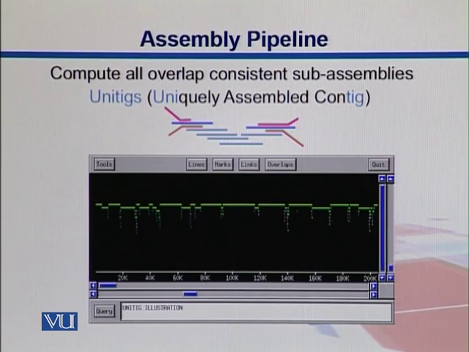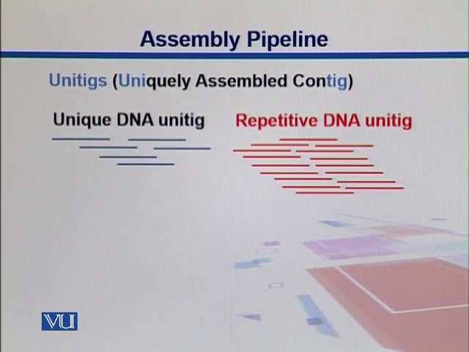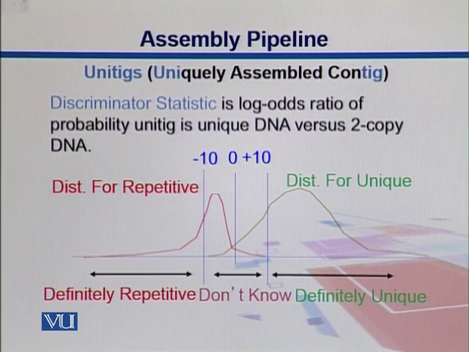This is an illustration coming out from a software. How does this process look like in the software? In this diagram, we see that there is a unique DNA unitig, and we do have a unitig which is coming from a repetitive DNA. We can have a uniquely assembled contig from repeats, and we can have a uniquely assembled contig coming from unique regions. So unitigs coming from repeats versus coming from unique regions can be separated by using a process called discriminator analysis, or discrimination, where you discriminate between what is unique versus what is not unique.